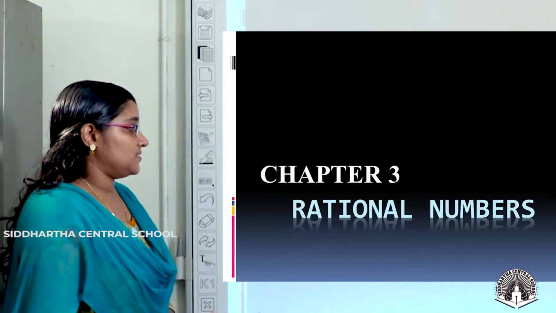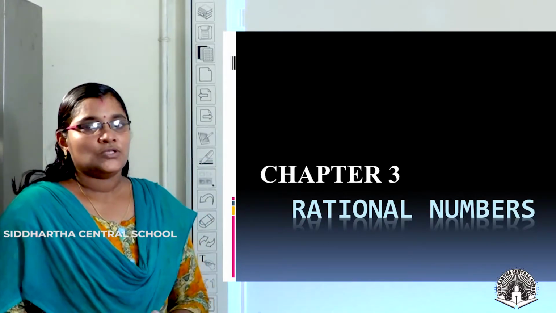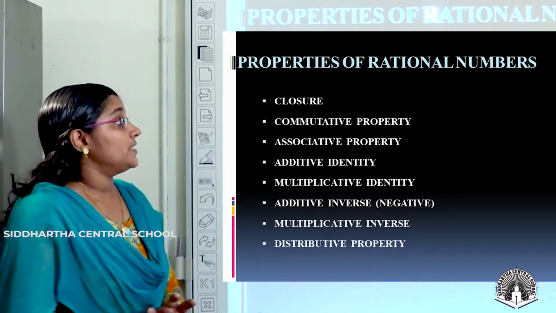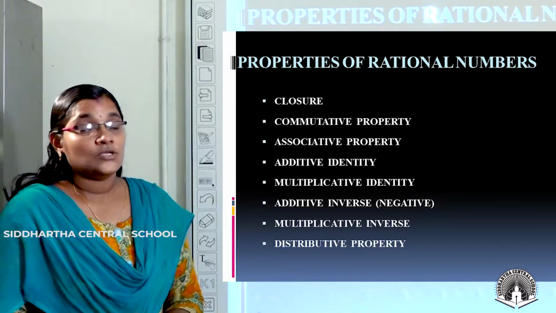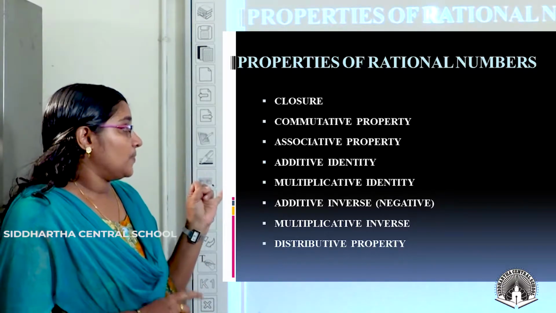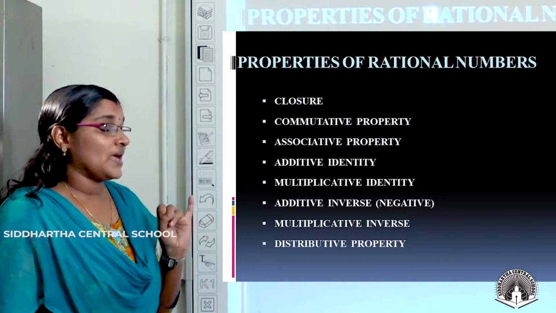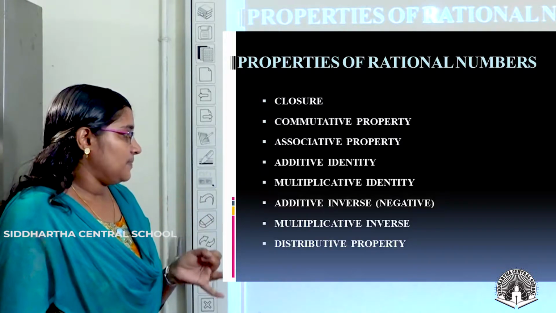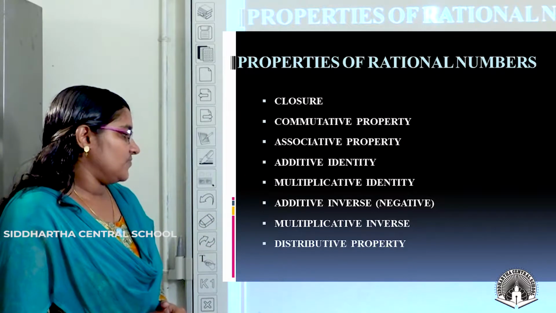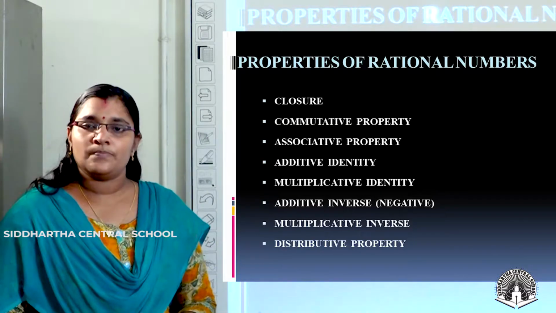Chapter 3, rational numbers. In this chapter, we are going to learn the properties of rational numbers. Which properties are there? Closure property, commutative property, associative property, additive identity, multiplicative identity, additive inverse, multiplicative inverse, and distributive property.